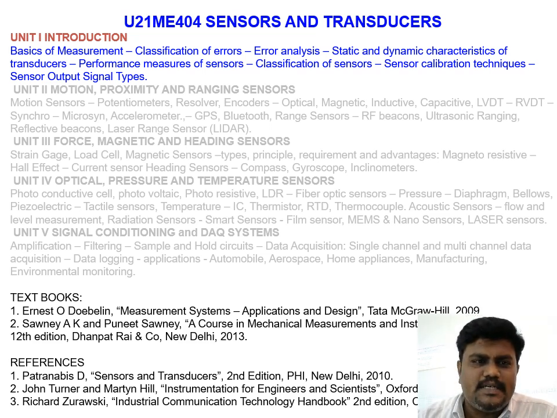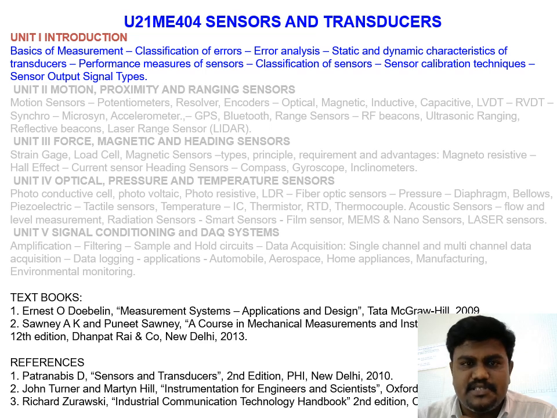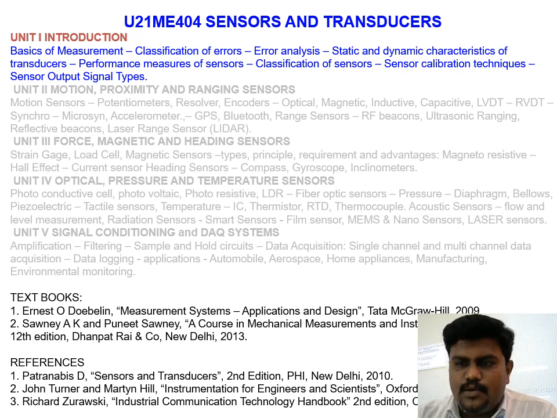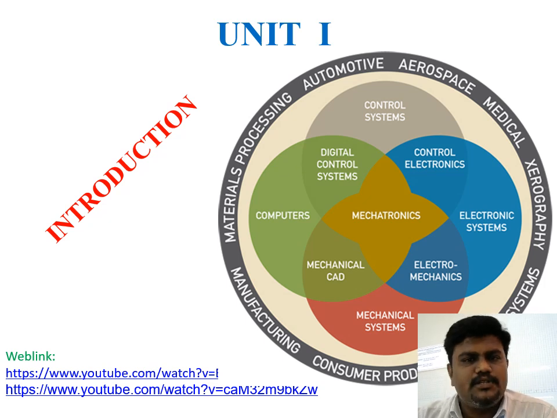Unit 1 talks about basics of measurement, classification of errors, error analysis, static and dynamic characteristics of transducers, performance measures, and the classification of sensors, some calibration techniques of those sensors and output signal types. Right. So while getting into unit number 1, that is the introduction topic.